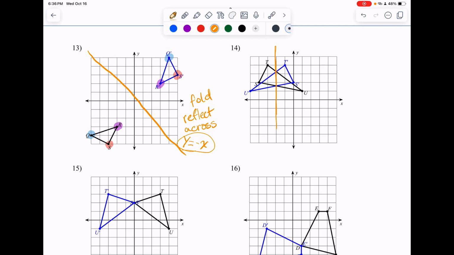So what I need to next figure out is, what is this line? It's a reflect across, and this line is right here at negative 2, because here's 0 and then negative 1, so it's at negative 2. And because it's vertical, vertical means we're going to have x equals a number, and that number is negative 2. So it's a reflect across x equals negative 2.